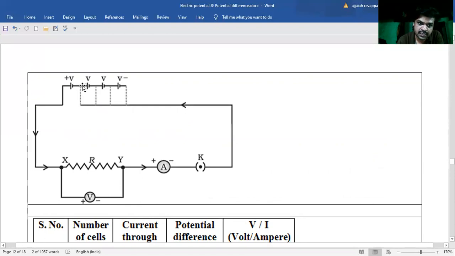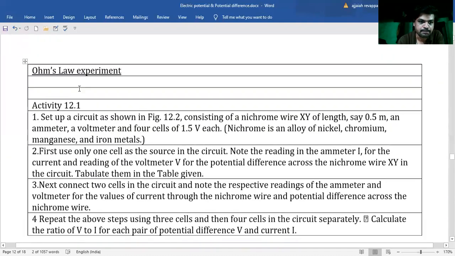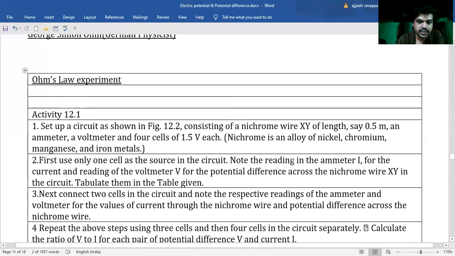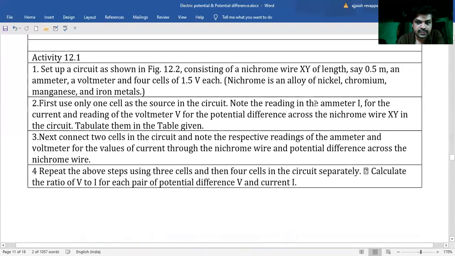Fine. For that, I need to connect only one cell in the beginning. So, okay, one cell is connected. Note the reading in the ammeter I for the current and reading of the voltmeter V for the potential difference across the nichrome wire XY in the circuit. Tabulate them in the table given.